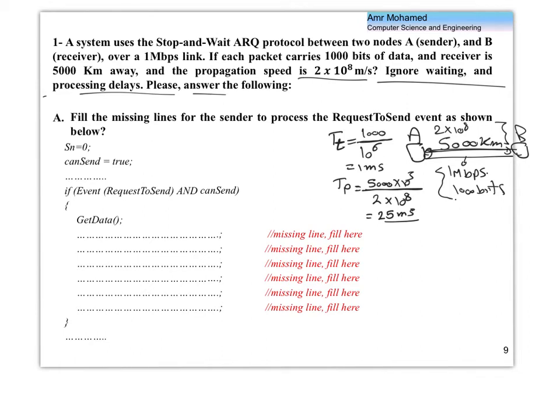So in the first part, we are asked to fill the missing lines for the sender to process the request to send event as shown below. Of course, we have some initialization, and then we have the event. We are asked to fill the missing blanks in one event, and this event is request to send, at the sender. So we have to localize where we are asked to fill these missing lines. We are at the sender, and we are at the request to send. The request to send is coming from the upper layer, right? From the network layer. So when we receive a frame from the network layer, okay.